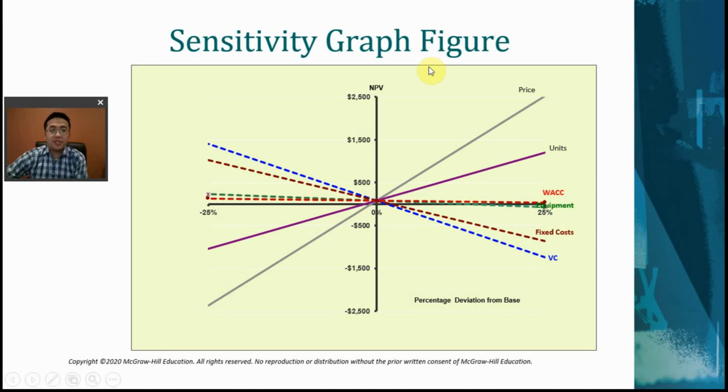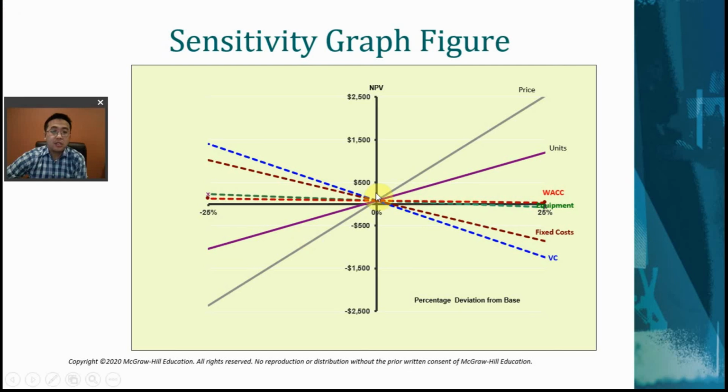So you have a price here of your product, and you also have the units of your product. If you compare the sensitivity of price and units, you can see that the NPV would change more in response to price than it would in response to units. So for the variable to change by the same percentage, the NPV would change by more in reaction to a price change than in reaction to a units change. Therefore, price is more important than units in terms of determining NPV.